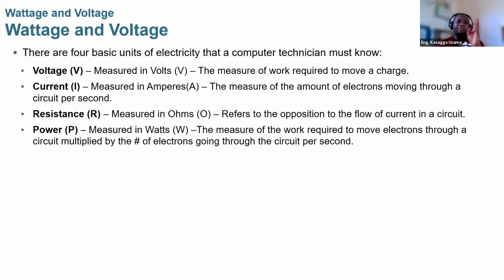Next, sharing the concept of electrical power. I won't go too much into it because you are covering electricity. We may not go too deep into that concept because of what you have covered with electricity, wattage and voltage. There are basically 4 basic units of electricity that a computer technician must know: voltage, current, resistance, and power. In senior 6 and even senior 1, we covered those kinds of things.